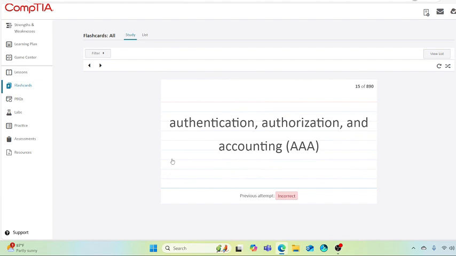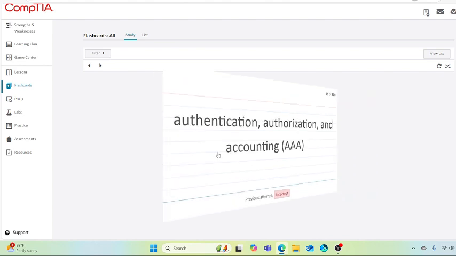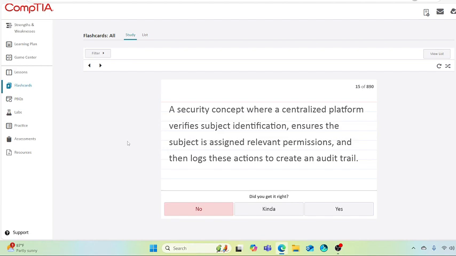Authentication, authorization, and accounting, AAA. A security concept where a centralized platform verifies subject identification, ensures the subject is assigned relevant permissions, and then logs these actions to create an audit trail.